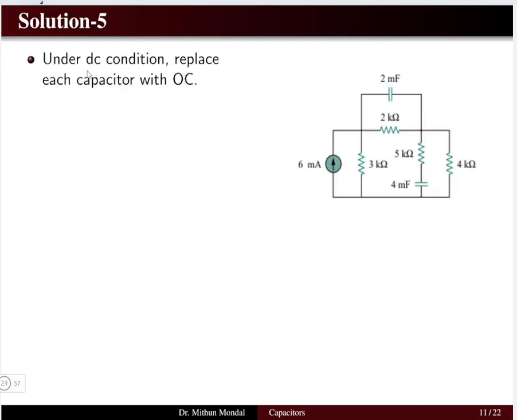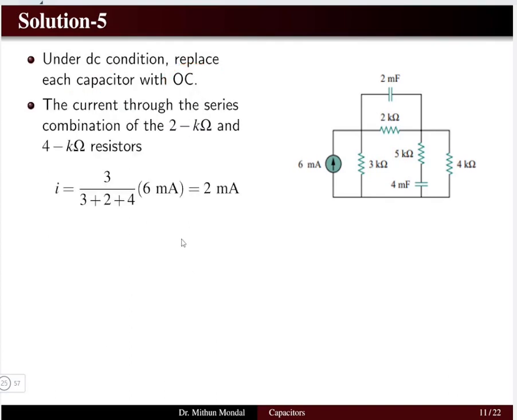So under DC condition, what will happen? Under DC condition, you have to replace the capacitors with an open circuit. You know that in DC condition, the current will not flow through a capacitor, and hence it will be an open circuit condition. So once the capacitors have become open, so this is open circuit and this is open circuit, then this part of the circuit will become open, this part of the circuit will become open, then there will be a current which is flowing through the series combination of 2 kilo ohms and 4 kilo ohms.